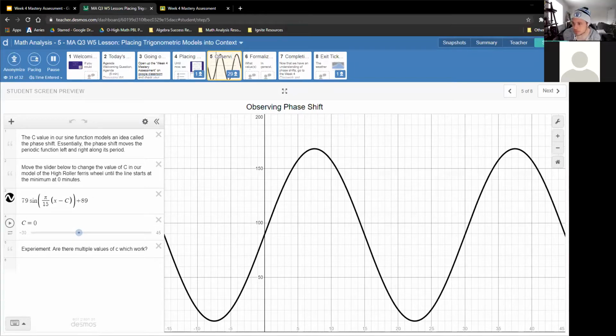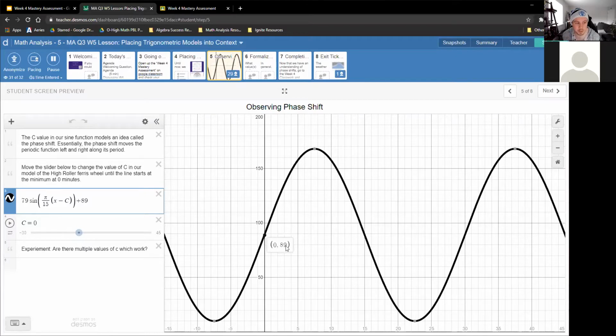Christopher says, because it's a sine function. So it is a sine function, and that's a good point to bring up. Because this is a sine function, when C equals 0, it starts at the midline. Do you see that? See how when X is 0, I'm at my midline? That is why it's there, because the sine function starts there.